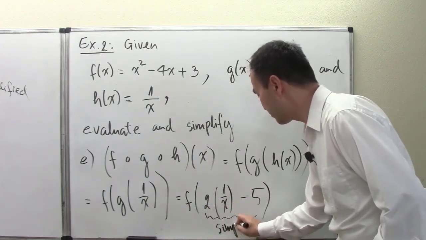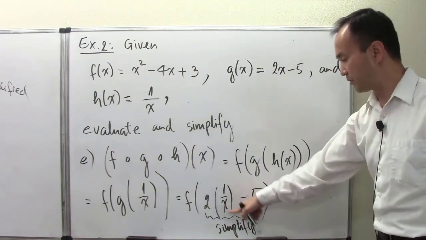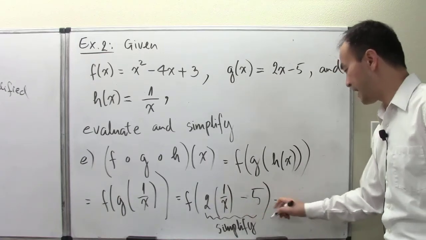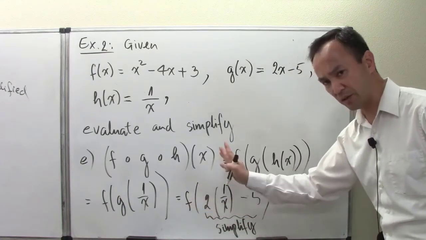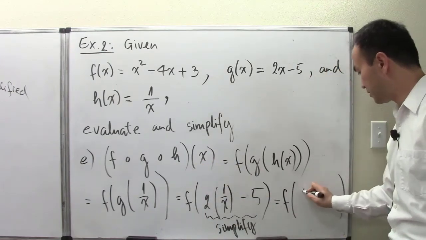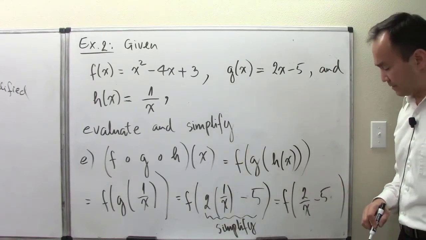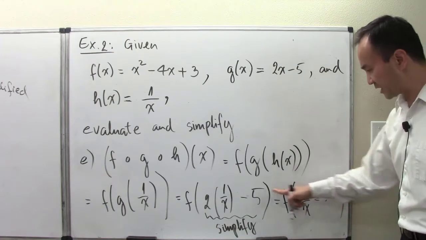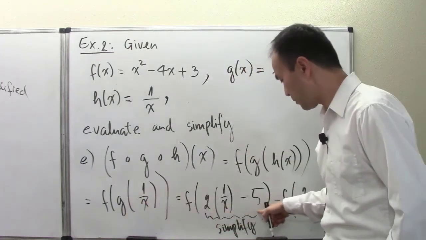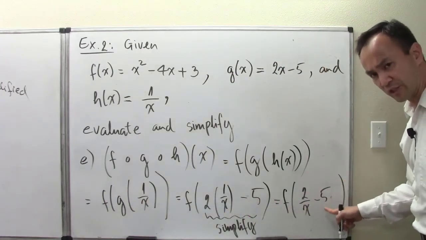I wrote this down just as a note here for anyone to know what to do. Go ahead and simplify this. So 2 times 1 over x is 2 over x. That means now I'm just repeating this step with a more simplified version. So f of 2 over x minus 5. And as far as simplifying, g of 1 over x is this part in here, and ending at this form with 2 terms is okay.